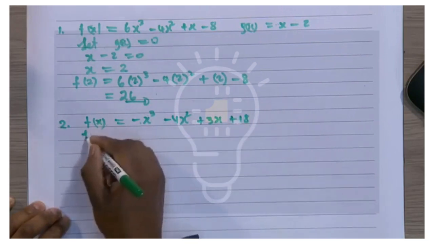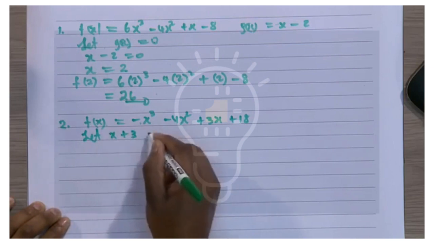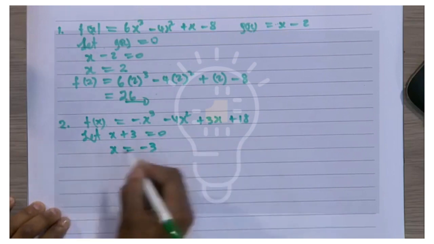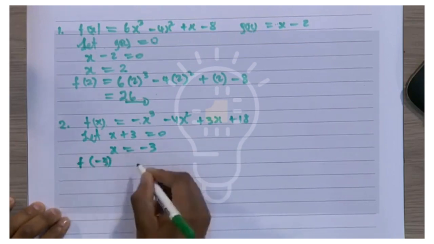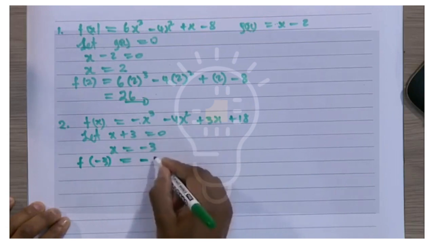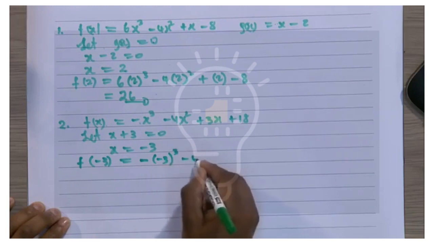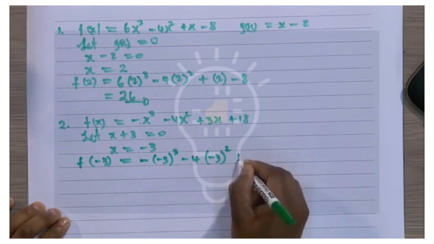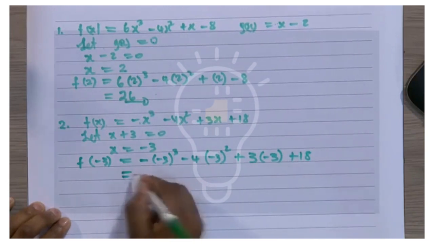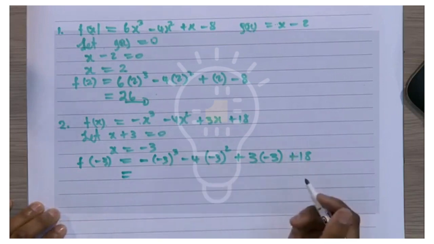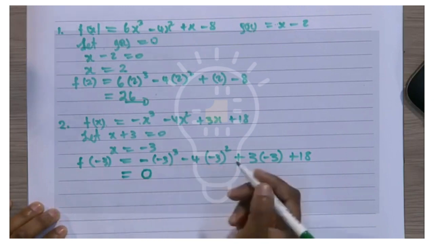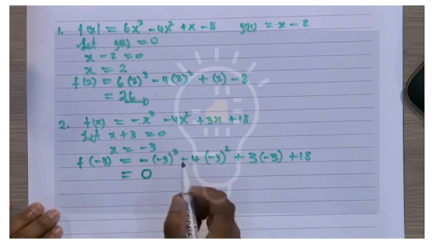Now, we say let x plus 3 equal 0. Taking 3 over is going to give negative 3. And then we do f at minus 3. If we are substituting minus 3 into f of x, we're going to get minus 3 cubed minus 4 into minus 3 squared plus 3 into minus 3 plus 18. Punching that in our calculators or working it out by inspection, you can easily see that the answer there will be definitely 0. So then once the answer is 0, we can do the conclusion.